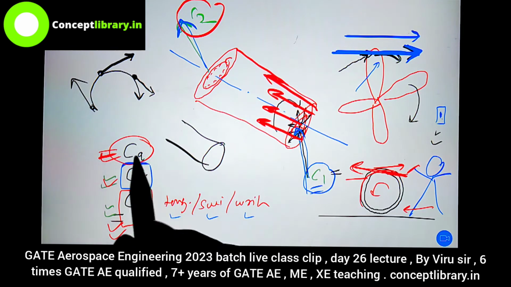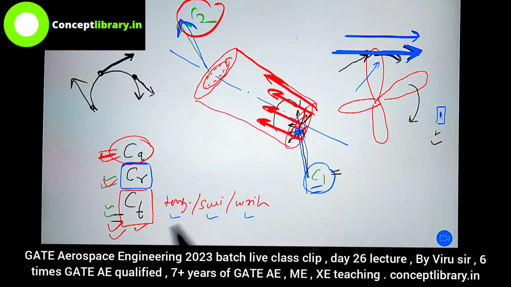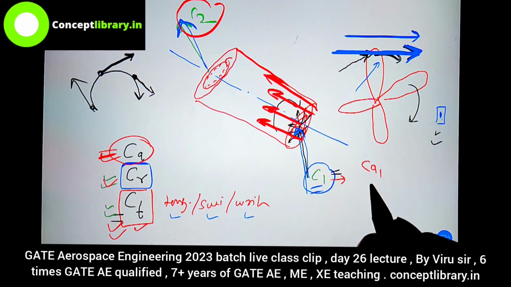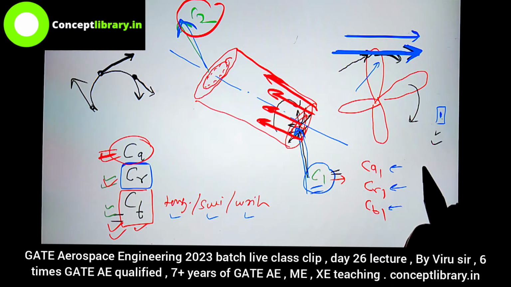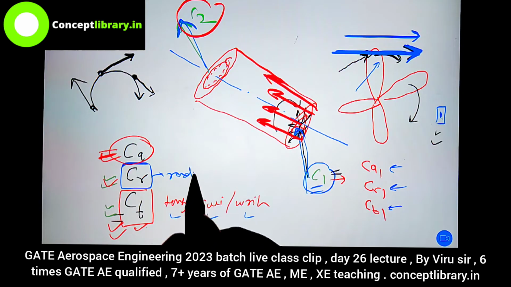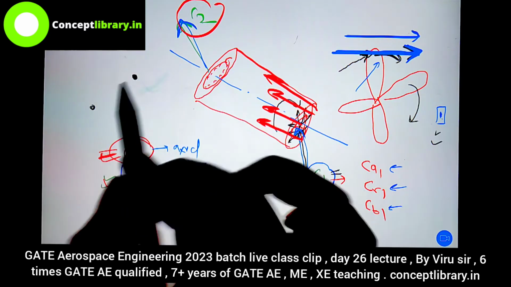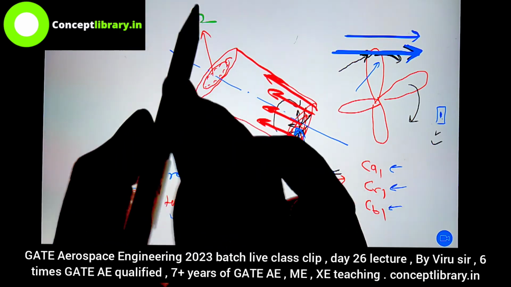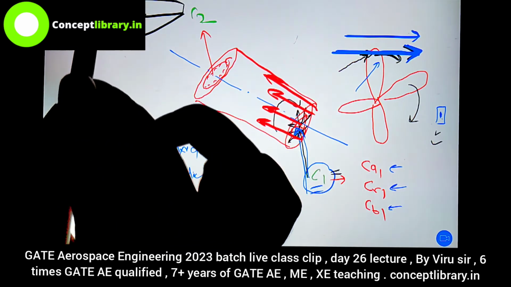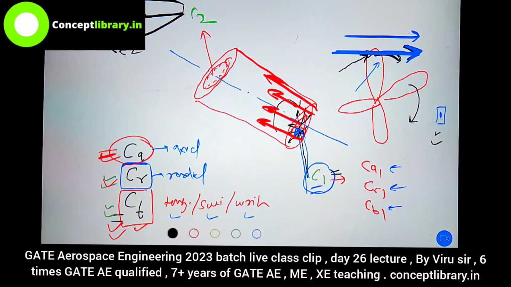Okay, so it means CA will be of two types. For C1 you'll have CA, and for C2 you'll also have CA. So for C1 you'll have CA1, CR1 and CT1: radial component, axial component and tangential component. And C2 will also have three components: CA2, CR2 and CT2. Okay, so these are the components.